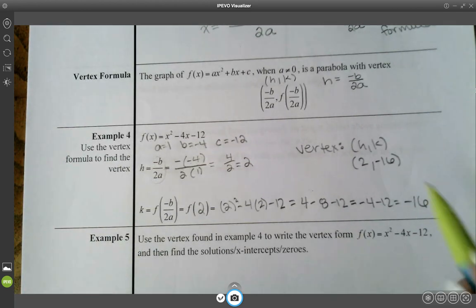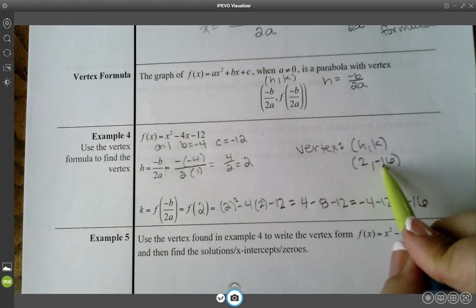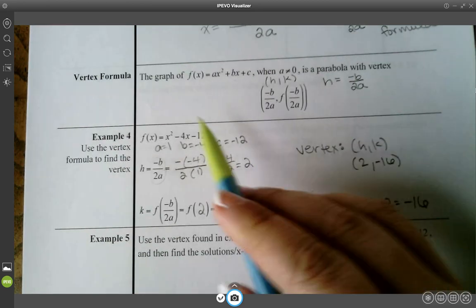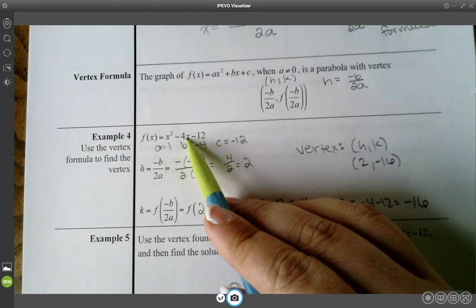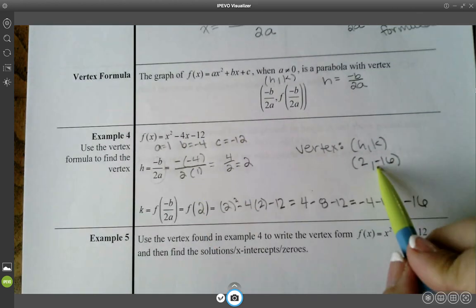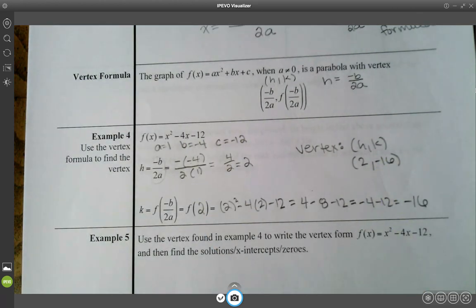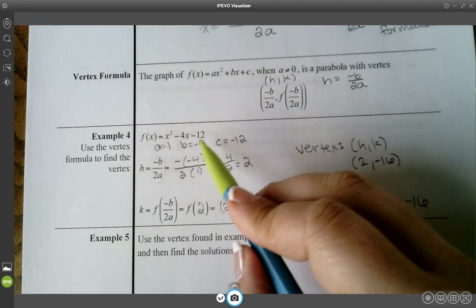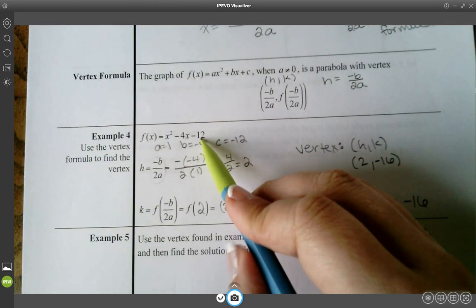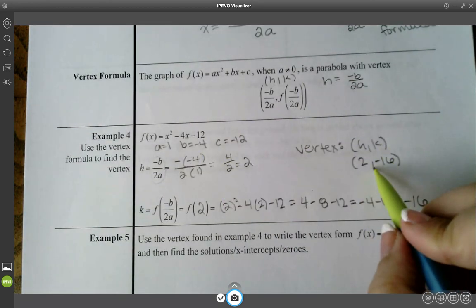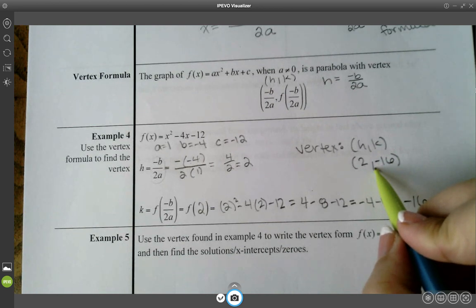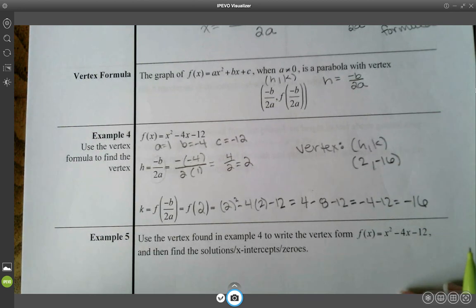So now that we have this vertex, we can actually use it backwards in order to find the vertex form. So instead of going from standard form and using completing the square to find the vertex, we're going to try doing it the other way around, where we have the standard form, we use the vertex formula to find the vertex, and then we're going to use that in order to find the vertex form.